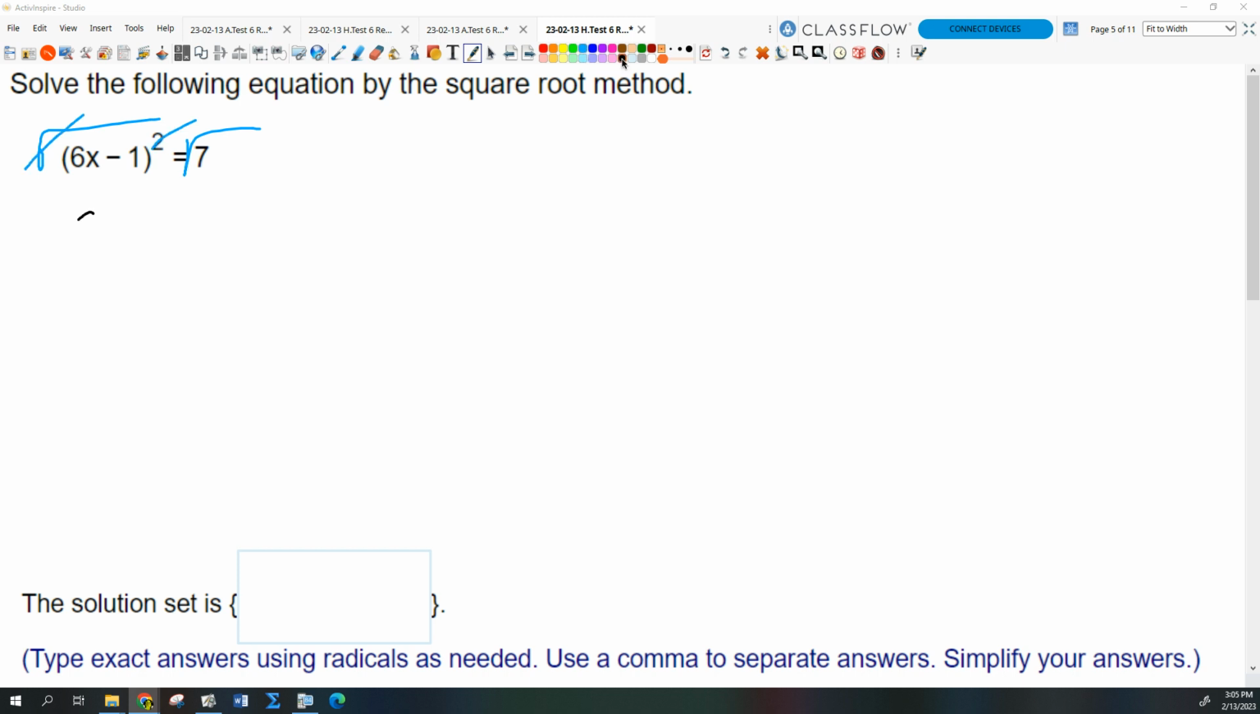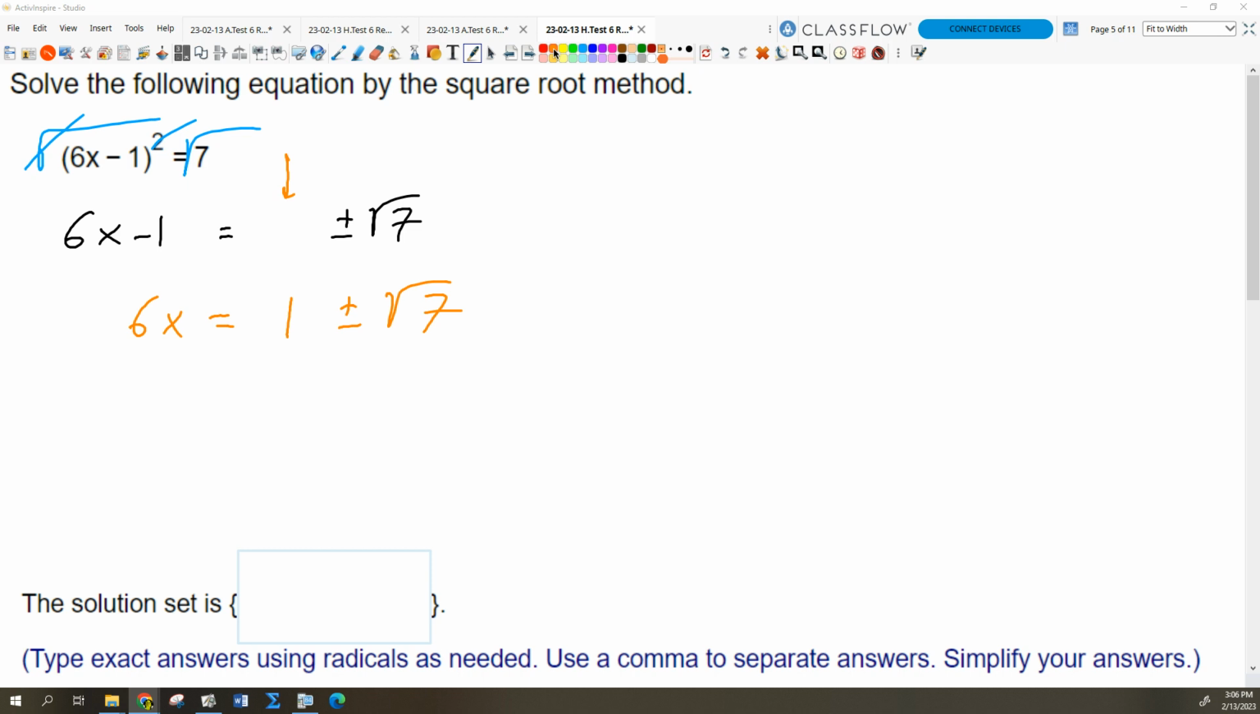And we get 6x minus 1 equals plus or minus, good, plus or minus the square root of 7. What's next? Where's it go? Good, in front of the plus or minus, good. So 6x equals 1 plus or minus square root of 7. Last step, divide by 6.